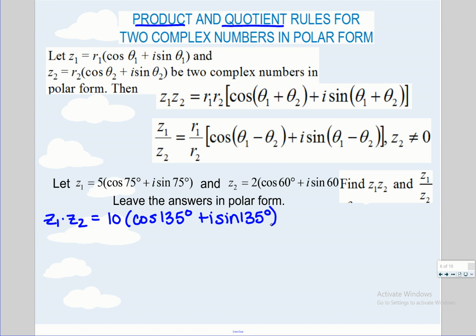And that is the product of those 2 complex numbers. It says leave the answers in polar form. If it said to put the answer in rectangular form, you would just simplify further. Find the cosine and sine off of your unit circle and distribute the 10.